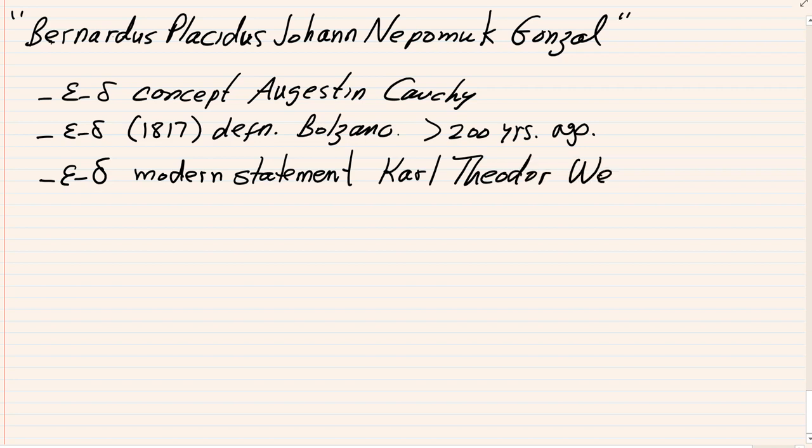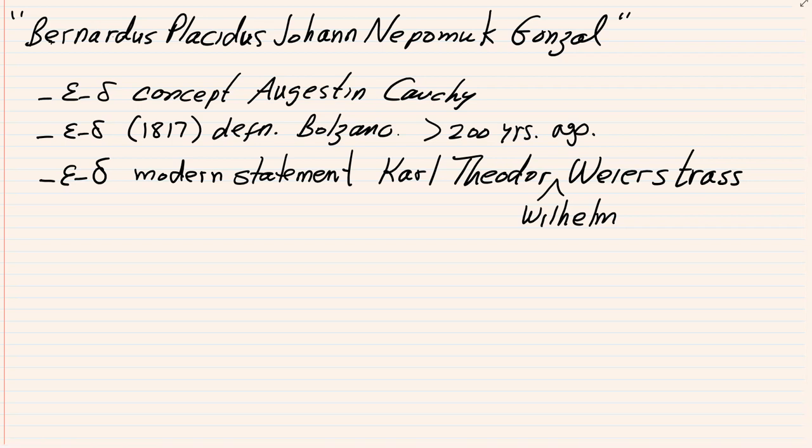Let me write this before I misspell it. Weierstrass. There you go. His name was, I think, Theodor Wilhelm. I'm going off my memory here. Again, he was a mathematician in the early to mid 19th century, and in fact, Weierstrass is known as the father of modern analysis.